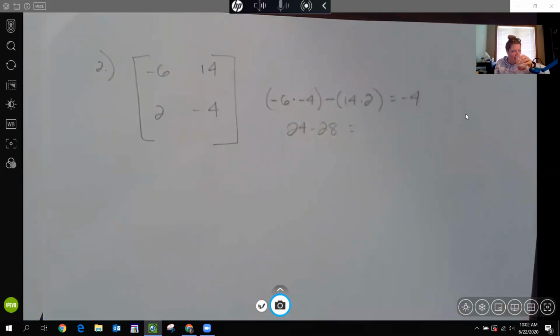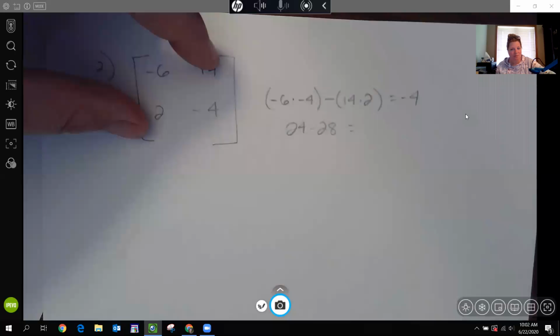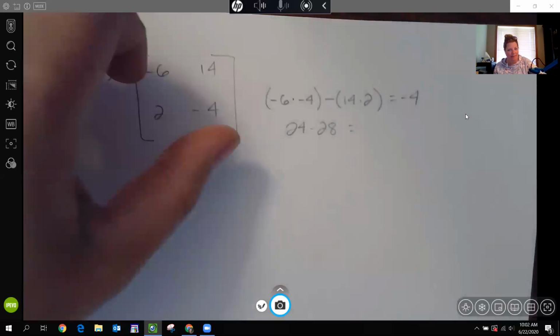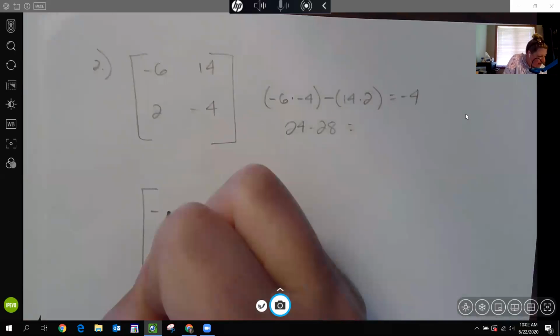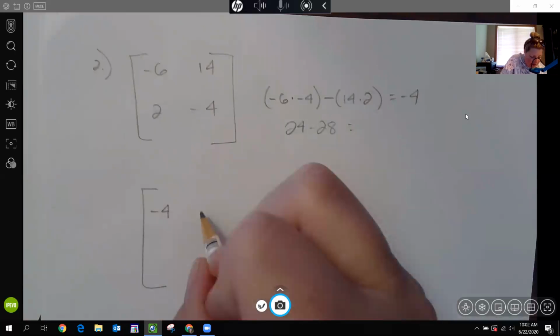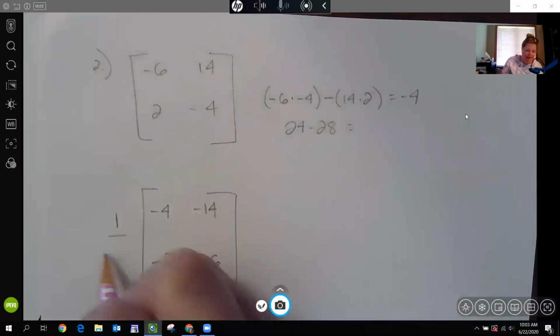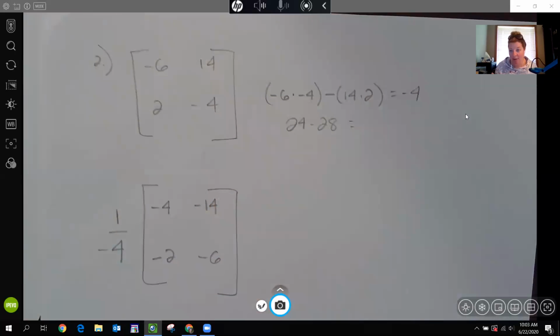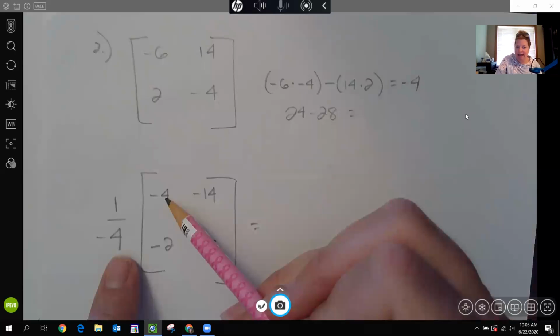What was our next step to get this inverse? Our next step was to flip these two and change the signs of these two. So signs, flip. So we're going to do that real quick. This one becomes -4. This one becomes -6. And this one will now become -14 and -2. Okay, and then 1 over -4. We're going to multiply everything by -1/4, or divide by -4.